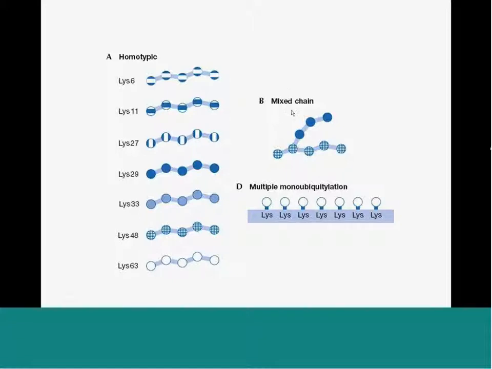And then we have potentially mixed chains where you might have a branch chain formed through one particular type, like a K48 type chain, and a branch chain formed through a K29 linked chain. Or alternatively, this is the substrate protein, and you could have multiple mono-ubiquitination events on separate lysine residues to give rise to something known as multi-mono-ubiquitination.